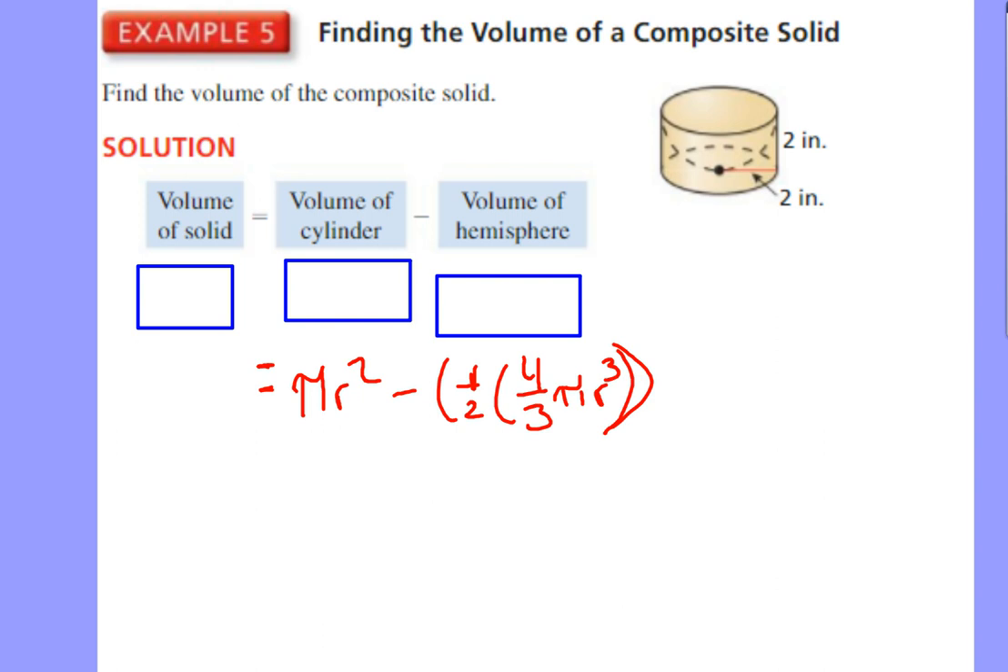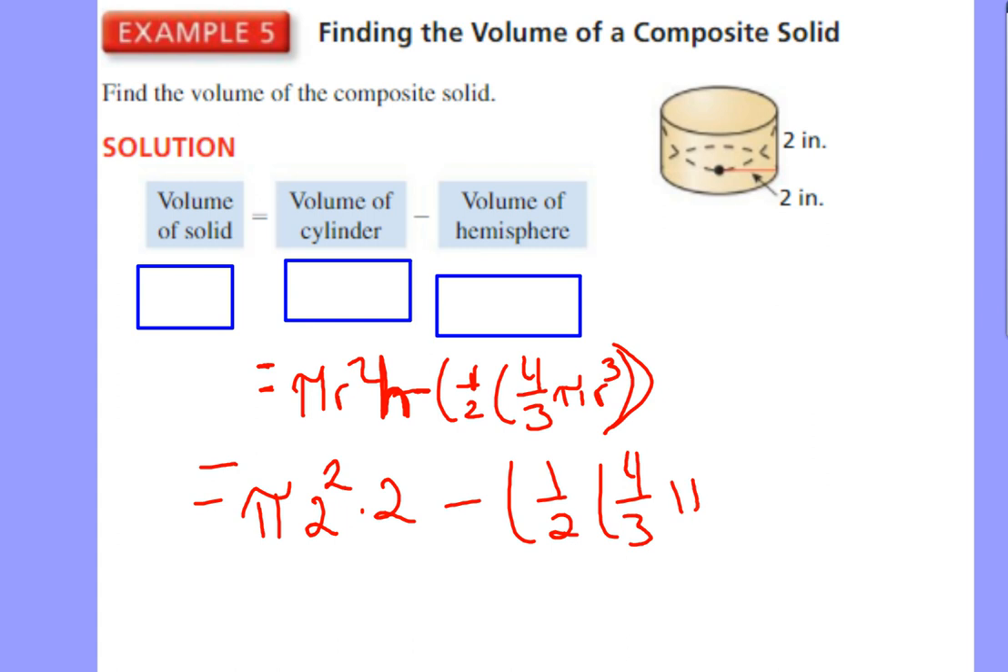Oh, whoops, I'm so sorry. I left out my h, my height, for the volume of my cylinder. I was thinking of just our circle. So it's pi r squared times h minus half of our sphere. Let's go ahead and find out some values. The whole cylinder is going to be pi r squared, which is 2 squared, times the height, which is 2, minus 1/2 of 4/3 pi times 2 cubed.